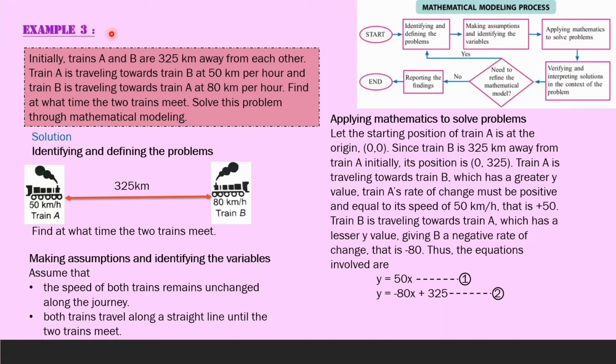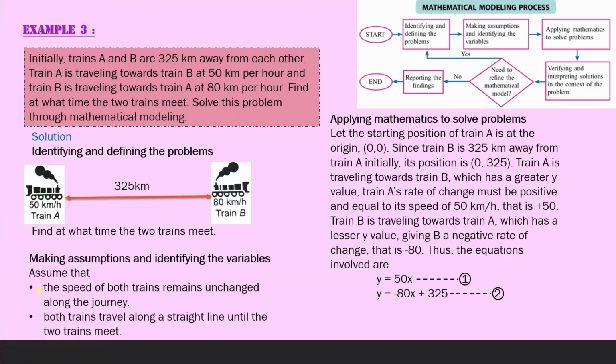Okay, now example 3. Initially, train A and B are 320 kilometers away from each other. Train A is traveling toward train B at 50 kilometers per hour, and train B is traveling toward train A at 80 kilometers per hour. Find at what time the two trains meet. Solve this problem through mathematical modeling.